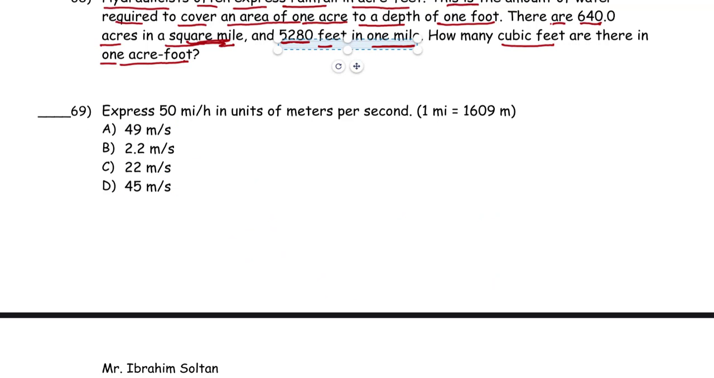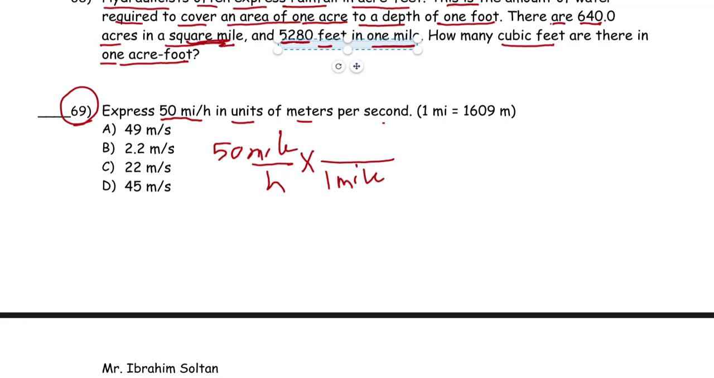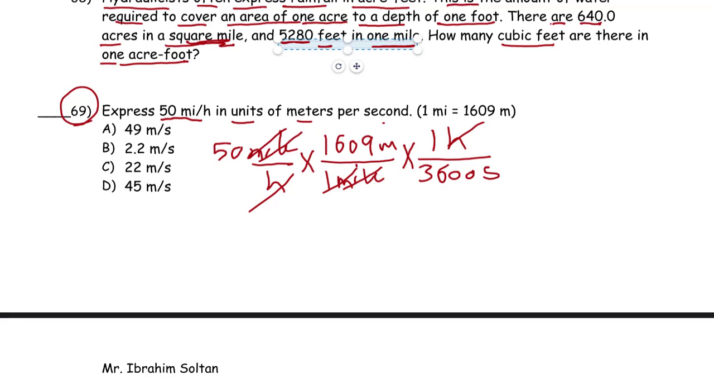Let's move to the next, 69. Express 50 miles per hour in units of meters per second. 50 miles per hour. You know that 1 mile equals 1,609 meters, and 1 hour equals 3,600 seconds. So hour goes with hour, mile goes with mile.